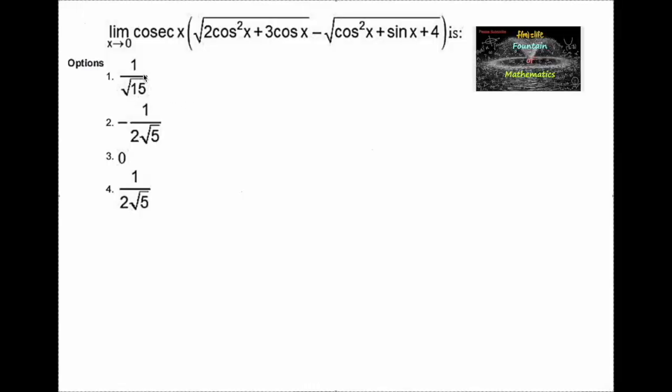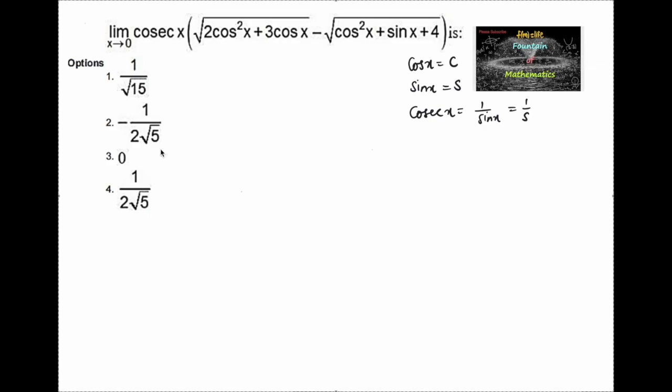We need to find the limit x tends to 0, cosecant x, we can write 1 upon sin x, under root of 2 cos square x plus 3 cos x minus root of cos square x plus sin x plus 4. So to avoid confusion, let us consider cos x is equal to some c and sin x is equal to s, and cosecant x is equal to 1 upon sin x. So we can write 1 upon s.